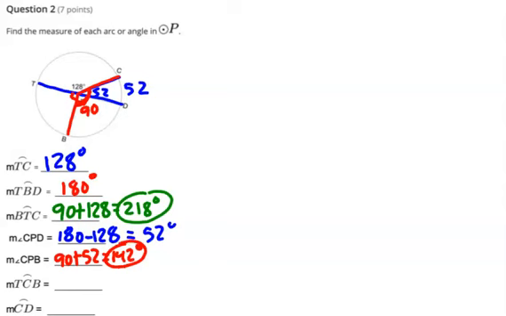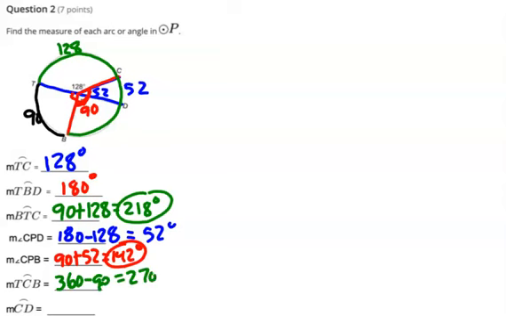And then arc TCB, that's this one. There are 2 ways you can think about this one. You could add up all these pieces: a 128, a 52, and a 90. Or this little piece right here is 90, and the black plus the green has to equal 360. So you could just do 360 minus 90, whatever you think is easier, but 270 degrees for that.